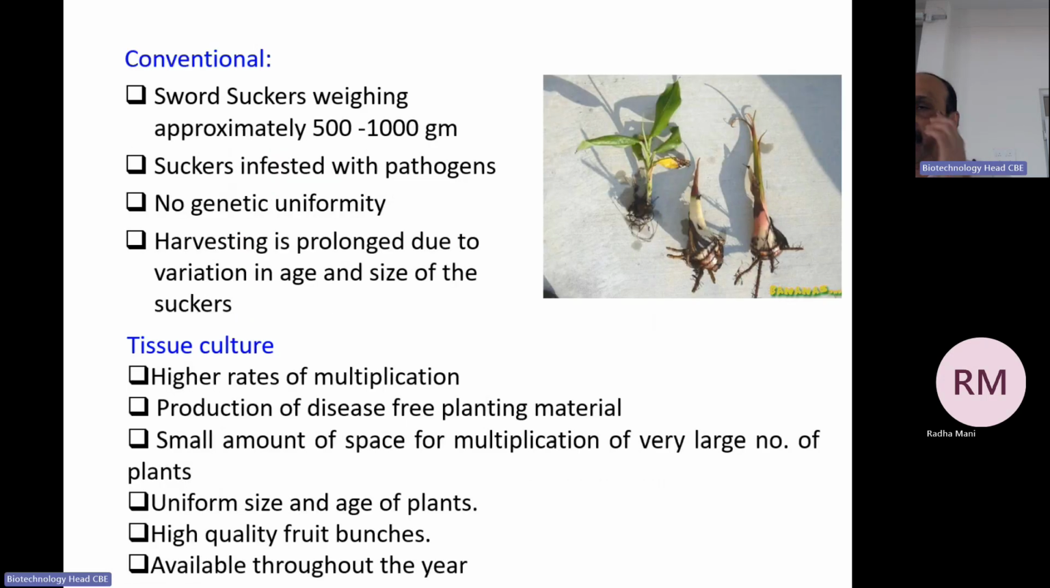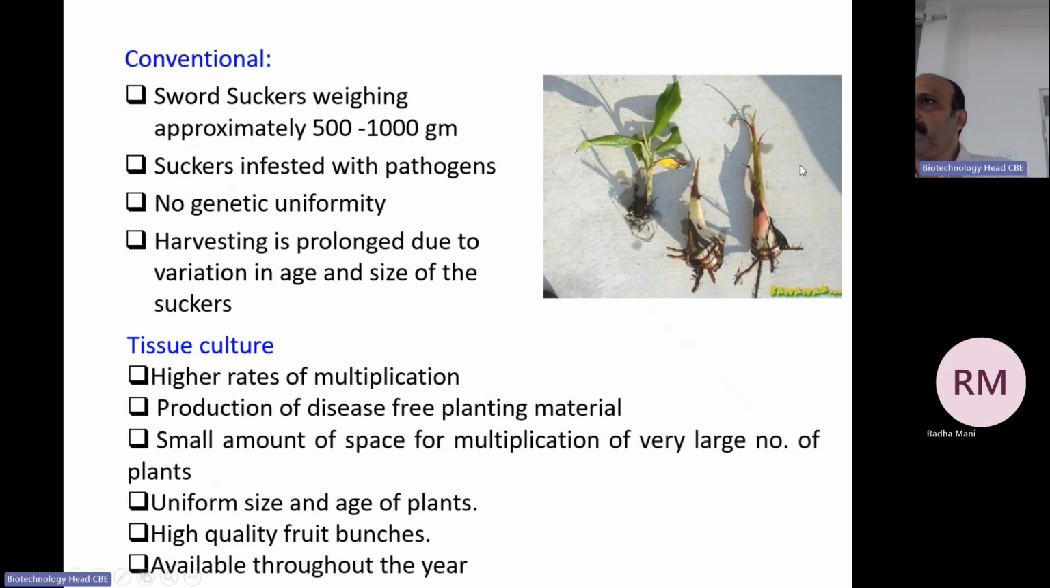So this is the importance of banana, and conventionally, normally sword suckers are used. These are all sword suckers. Sword sucker in the sense that the leaves resemble a sword, right? They don't open up until the plants get much larger. So these are the sword suckers. And this will be the water sucker. The water sucker has broad leaves. Mostly this is used for leaf purposes.